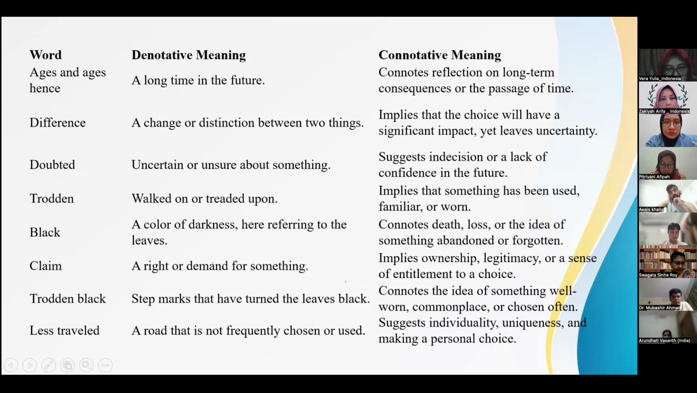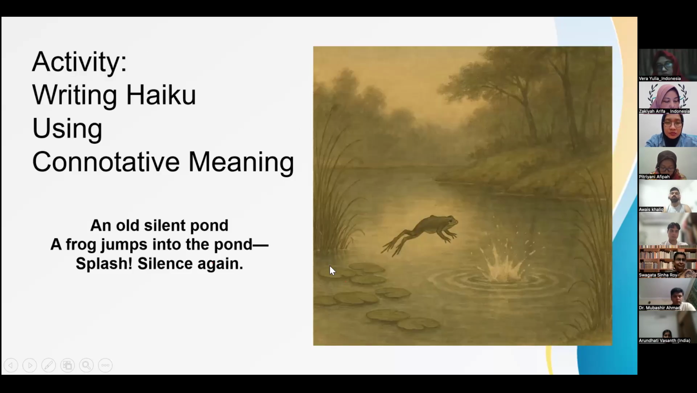All right. So this is quite interesting: when we appreciate the poem, appreciate some artistic works or creative writing genres, we can actually understand the abstract concepts like connotative meaning. So here's an activity called writing haiku using connotative meaning. Actually, everyone can become poets. Why? Let's try this activity.